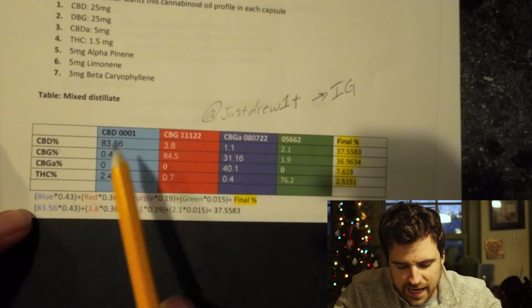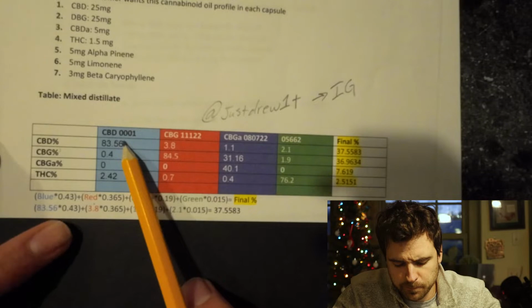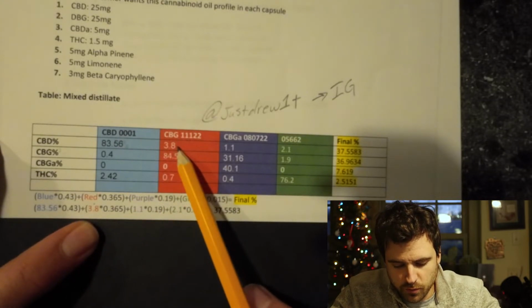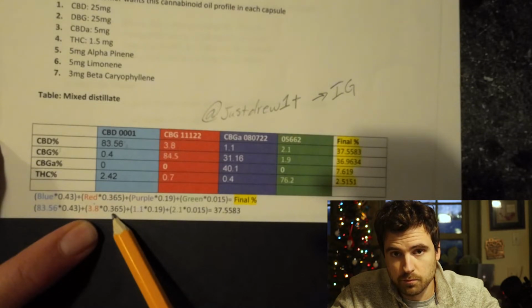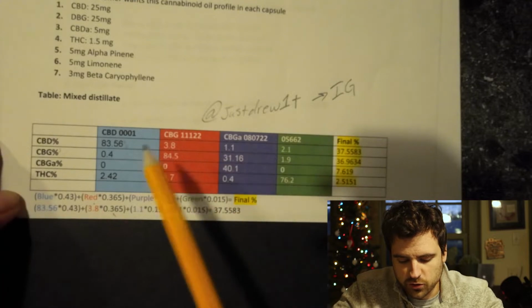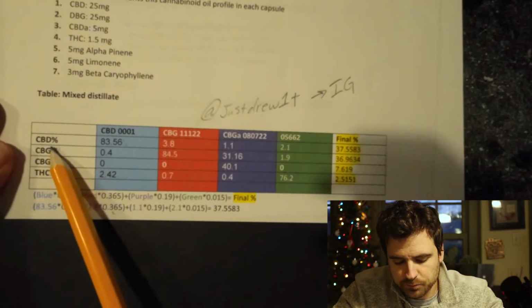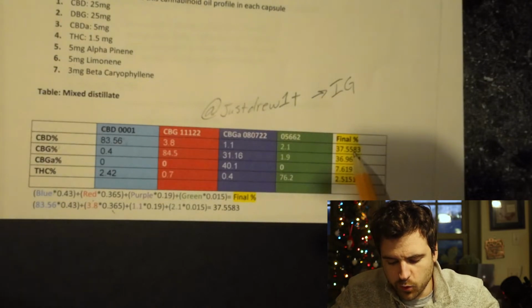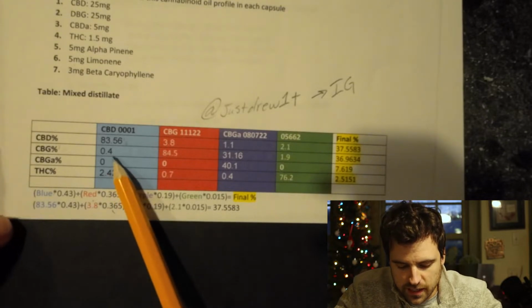So we're going to do 83.56% times 0.43. We're going to do 3.8 times 0.365, and so on and so forth. You're going to do that with each cannabinoid. That's going to give you 37.55%.